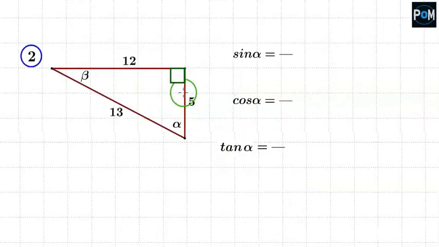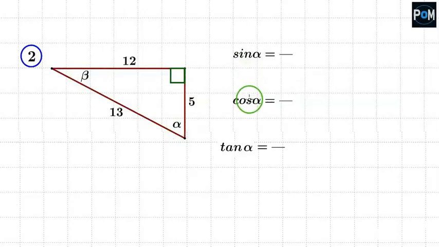In a specific example with numbers, we have here the legs of 5 and 12 and the hypotenuse of 13. We have to write what will be equal to sine alpha, cosine alpha, and tangent alpha. We have alpha here. Beta is not really of interest in this problem. We are mainly looking at alpha.